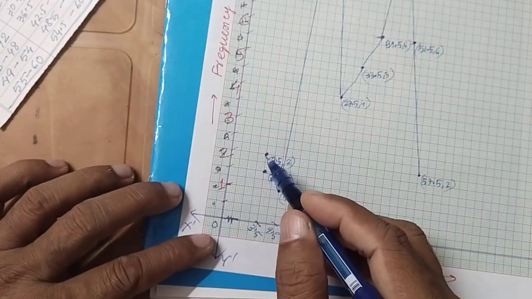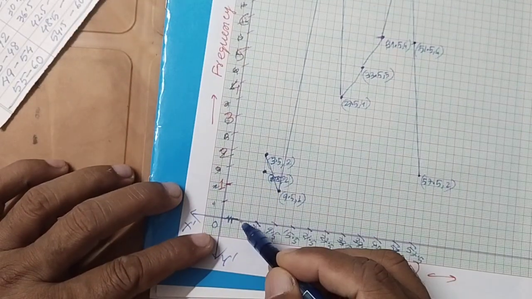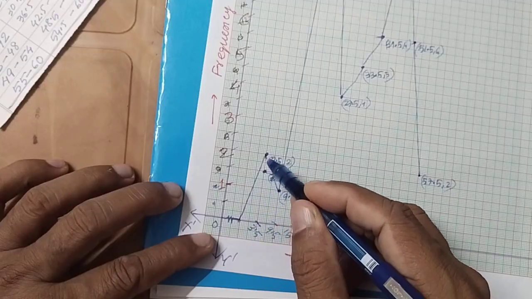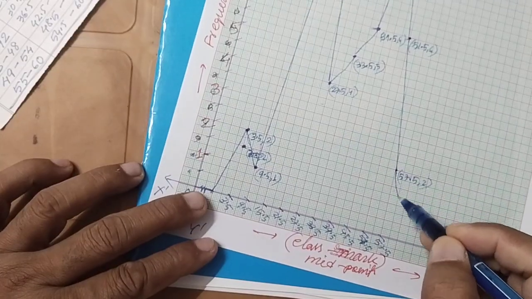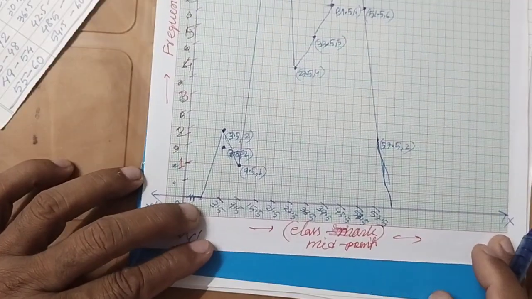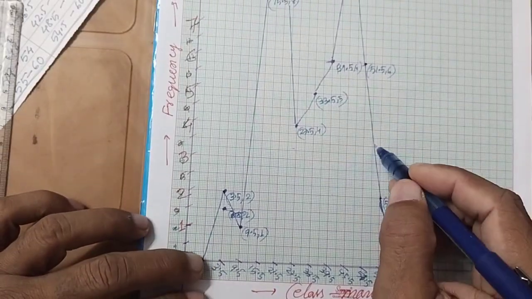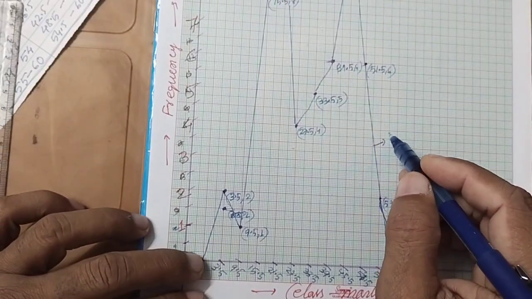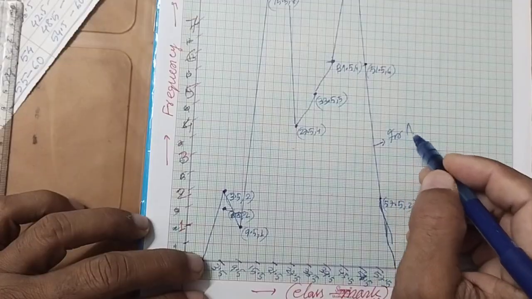Now the first point we have to join to the next mark on the x-axis. And the last point also we have to join to the next mark on the x-axis with a scale. So this is the frequency polygon for team A. Blue ink is for team A.